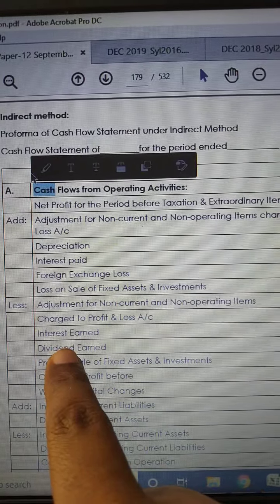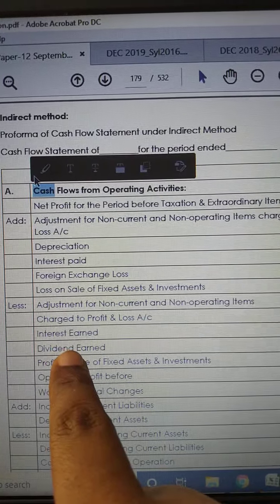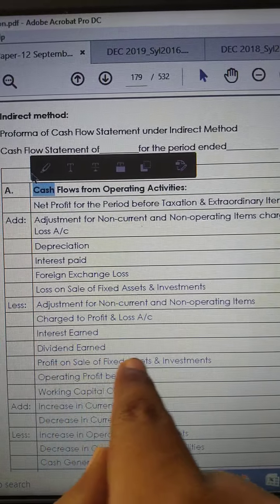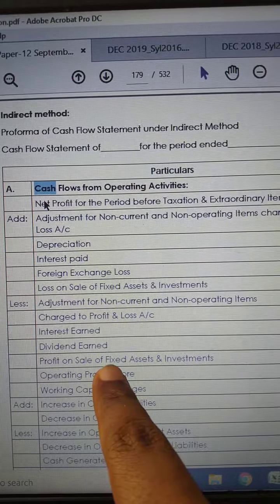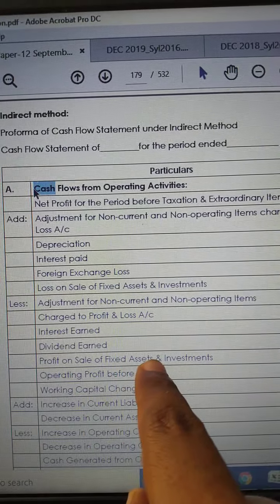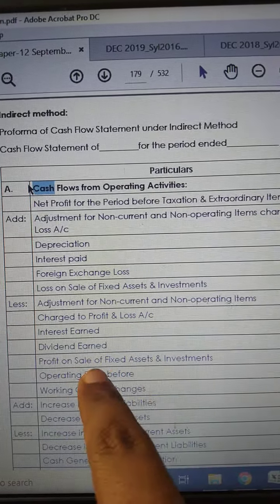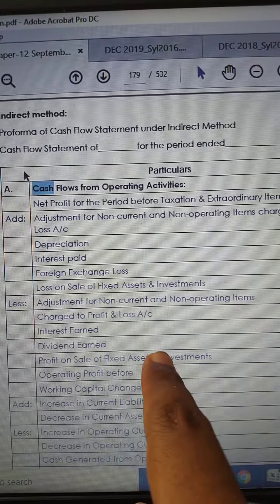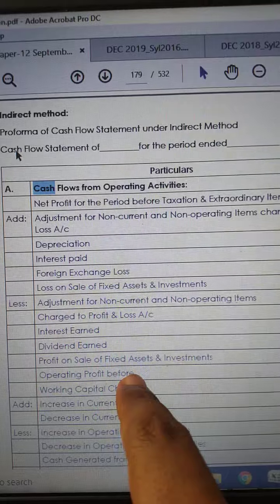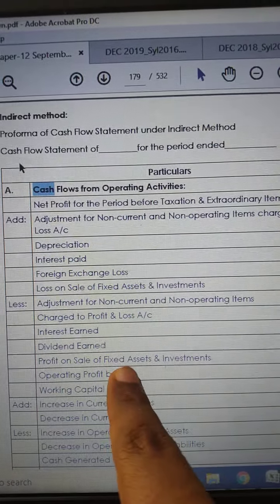So this is not an operating activity. This is an investment activity. Profit on sale of fixed assets and investment. Why am I deducting? Because this is not an operating activity. This is non-operating activity, an investment activity. Part of investment: if I invest, I have to sell one day. So if I sell, that is not an operating activity. That is an investment activity.